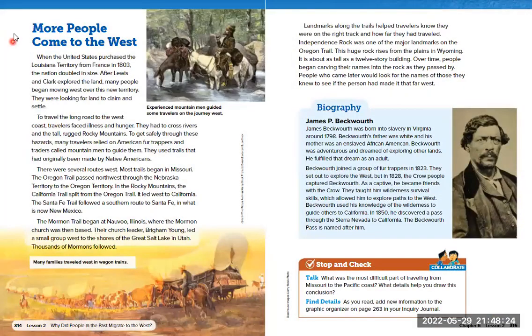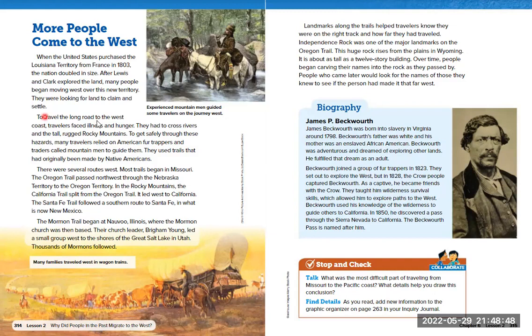More people come to the West. We're on page 314. More people come to the West. When the United States purchased the Louisiana Territory from France in 1803, the nation doubled in size. After Lewis and Clark explored the land, many people began moving over this new territory. They were looking for land to claim and settle.